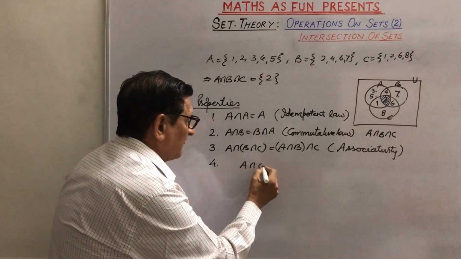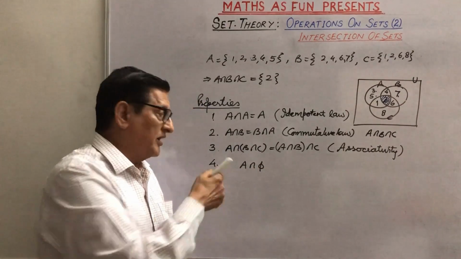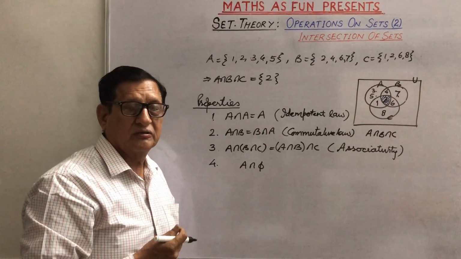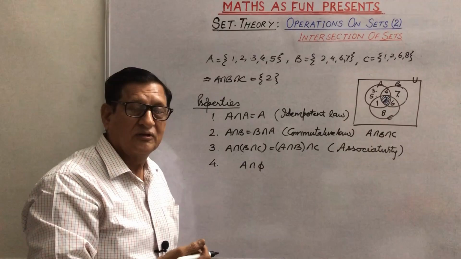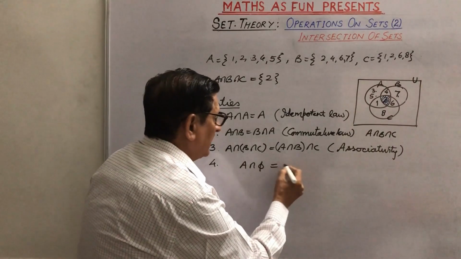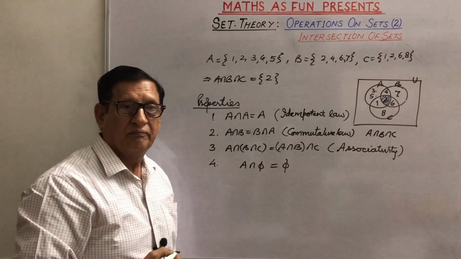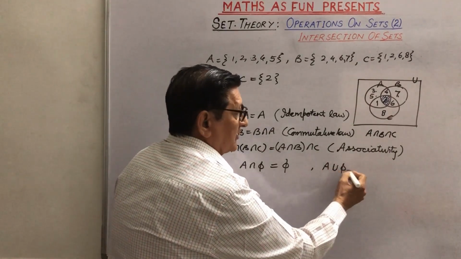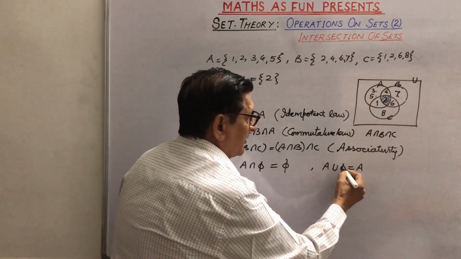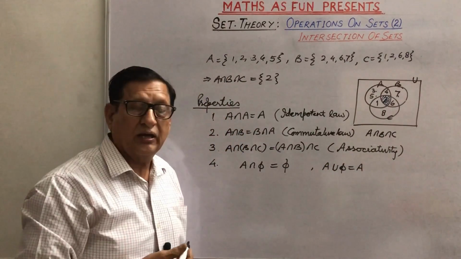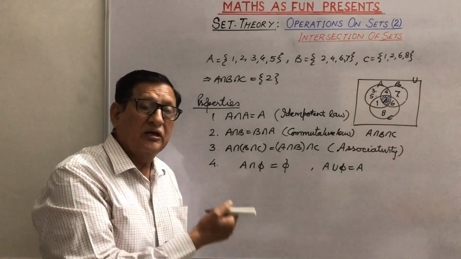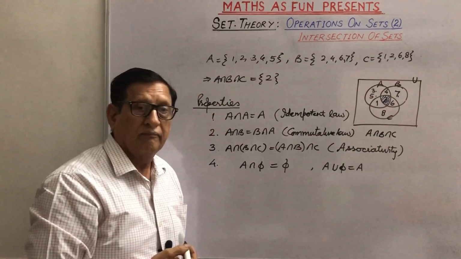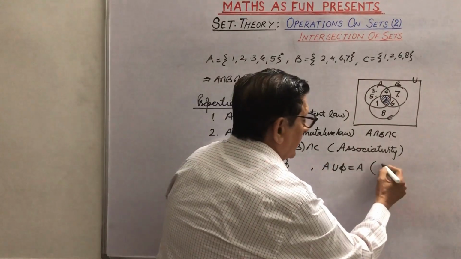The fourth law we can have: A intersection phi. In case we want to find out the intersection of A with empty set, do they have any common elements? No. It means this will be phi. Even for A union phi, we can see that that will be A because we have to take all the elements of A and phi. Phi do not have any elements, so all the elements of A will be coming. This is A. These laws are known as identity law.